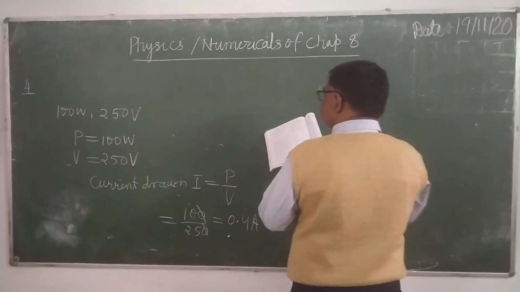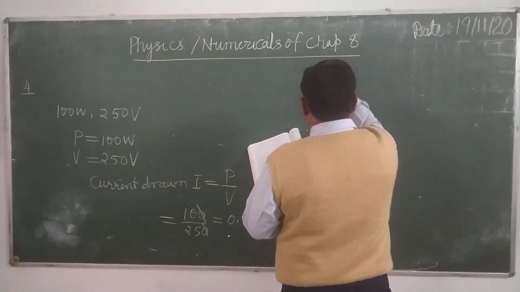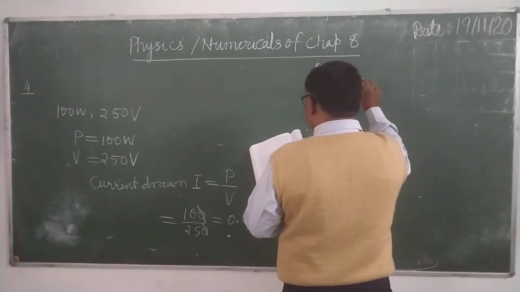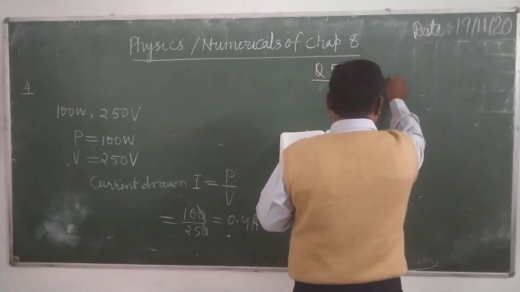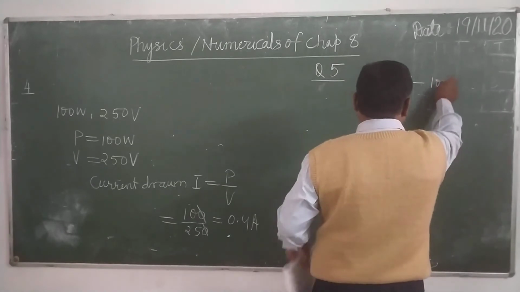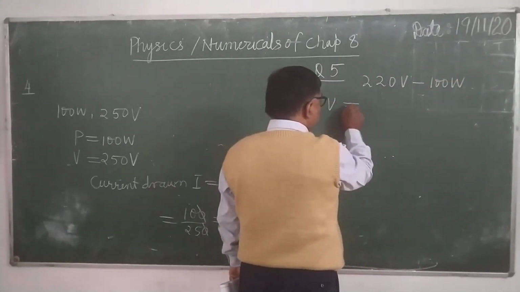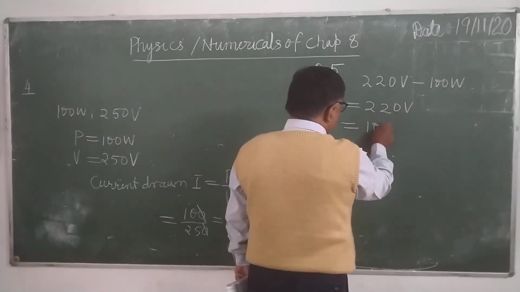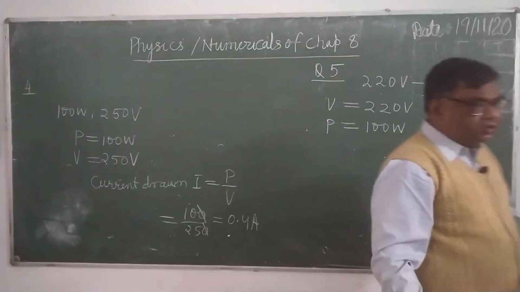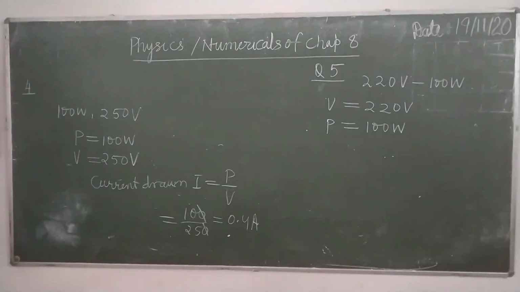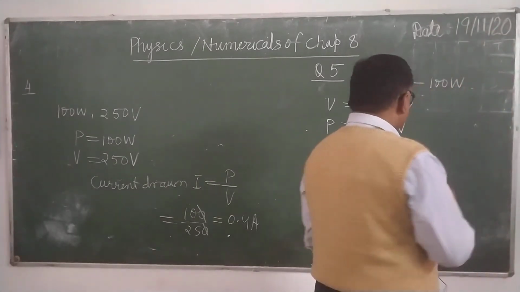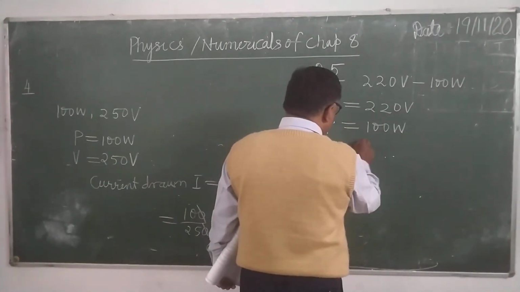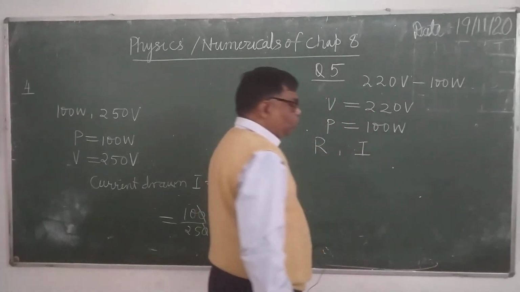Question number 5 is also of the same type. It is very simple. 220 volt 100 watt means V equals 220 volt, P equals 100 watt. V and P are given. What is its resistance? You have to find the resistance and the safe current that can be passed through it. Means you have to find R and the maximum safe current which can pass through it.